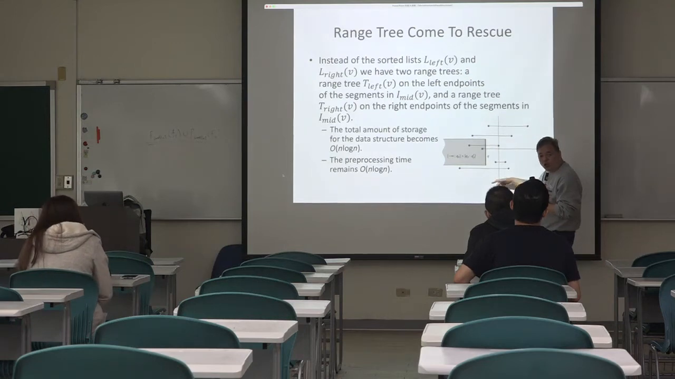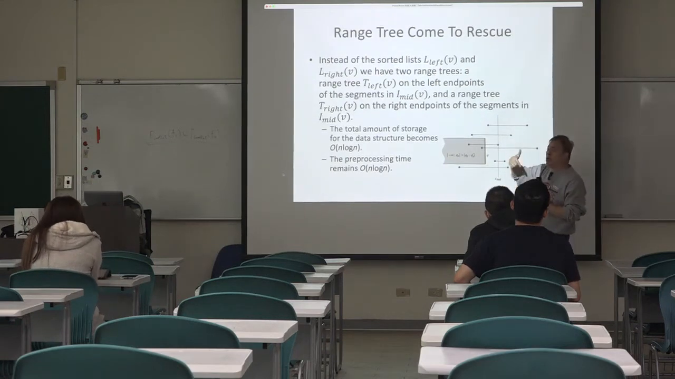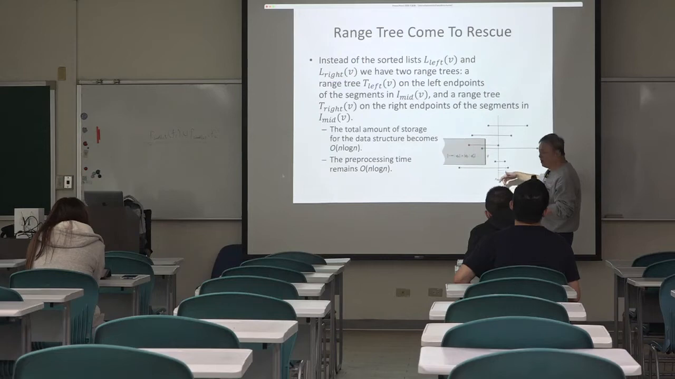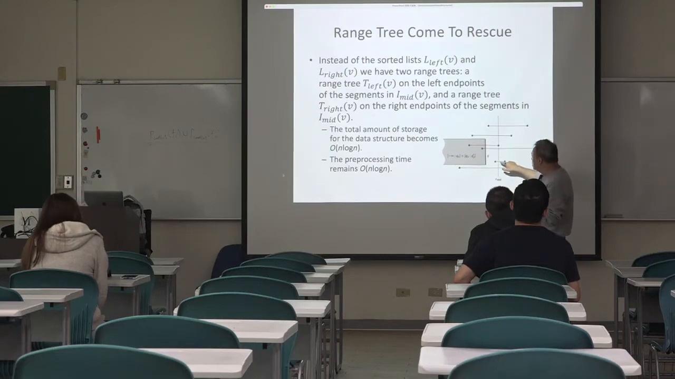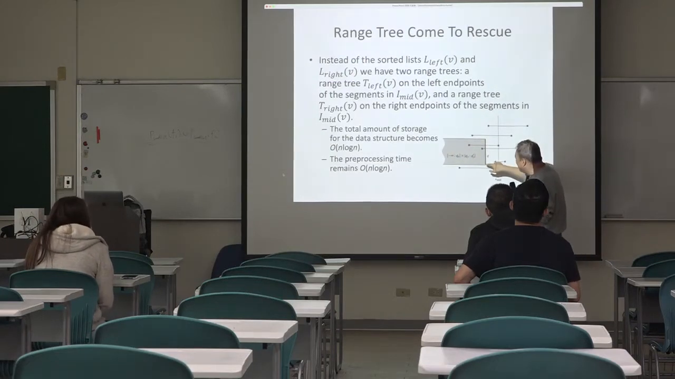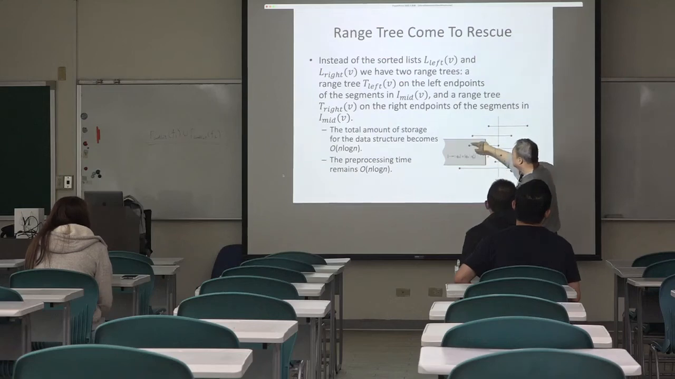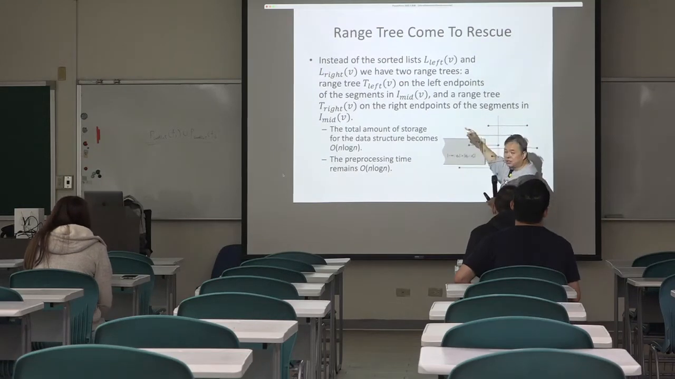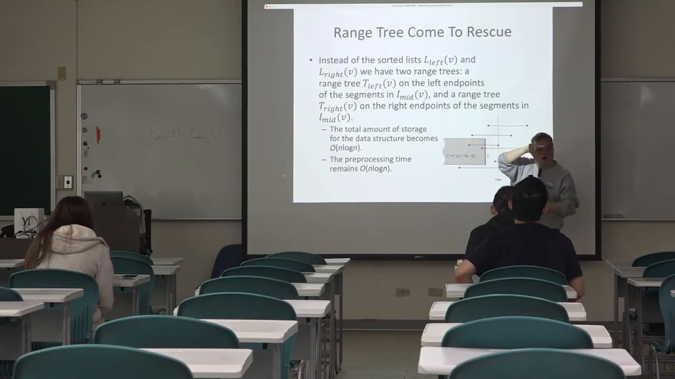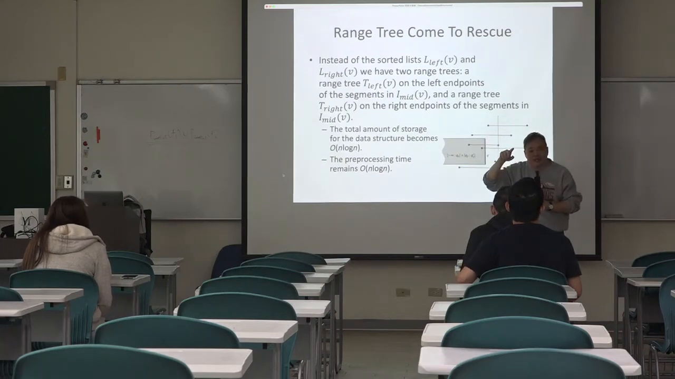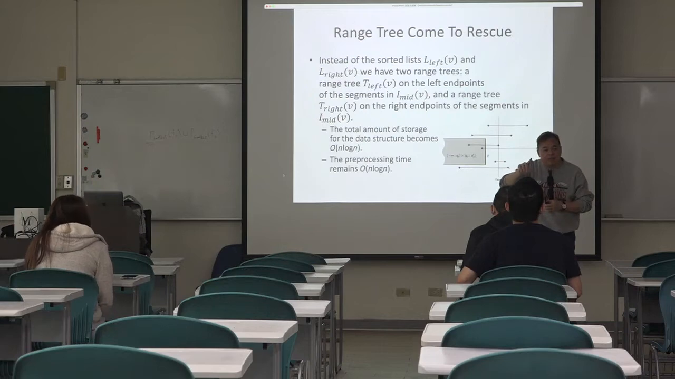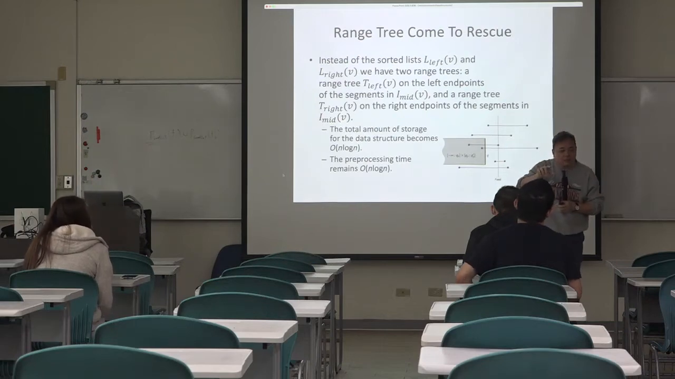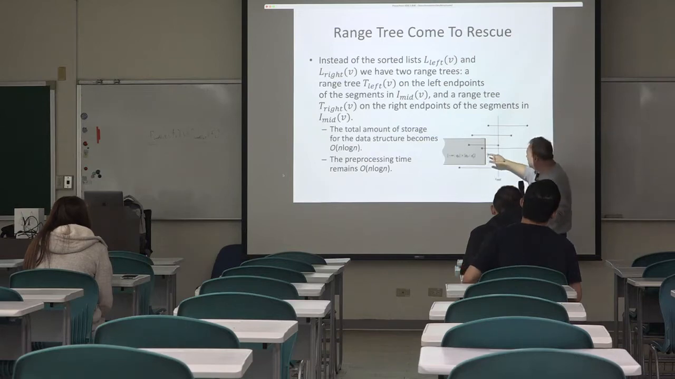Originally, in a previous solution, we store the left endpoints in increasing order, right? That's how we create L left, right? But now, think about this. Let's look at this problem further. Let's look at this problem again.